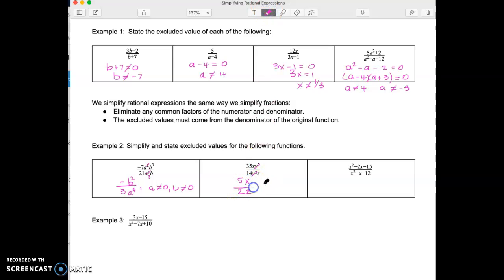But we have to look at what we had originally. We had a y in the denominator, and we have z in the denominator that we have to exclude.